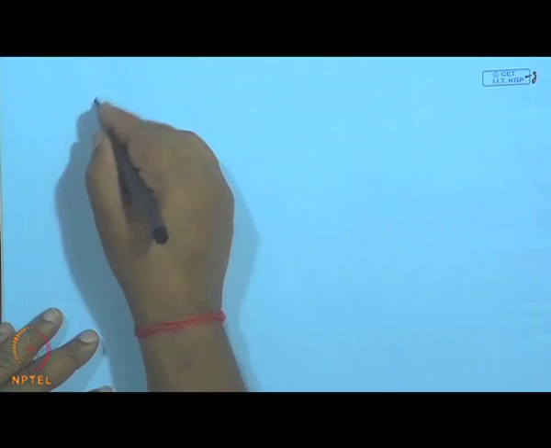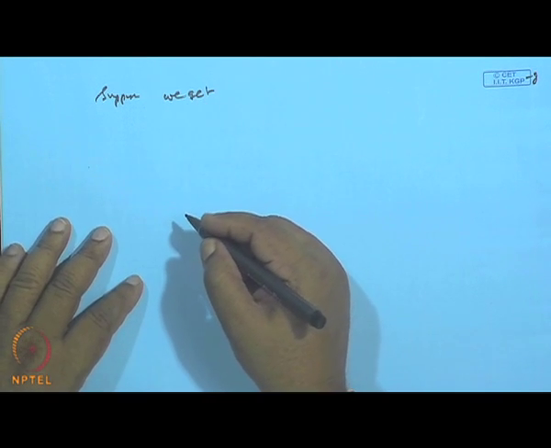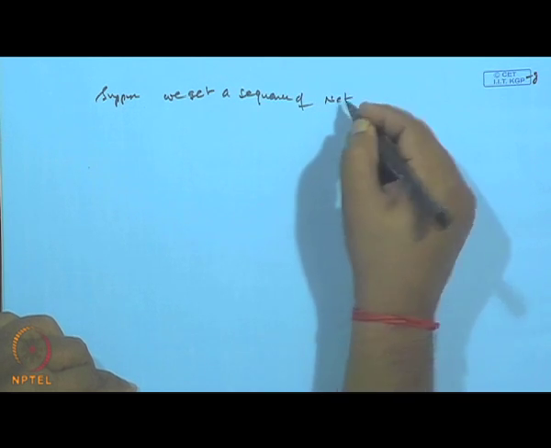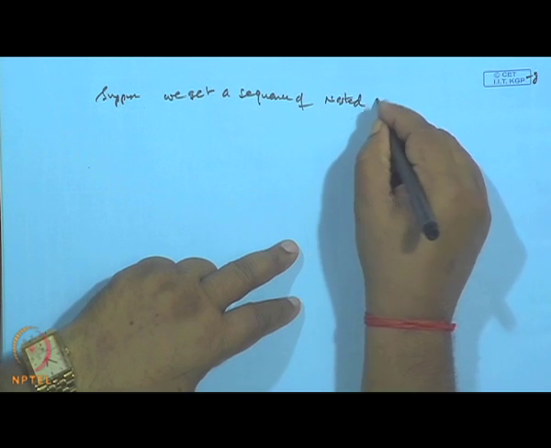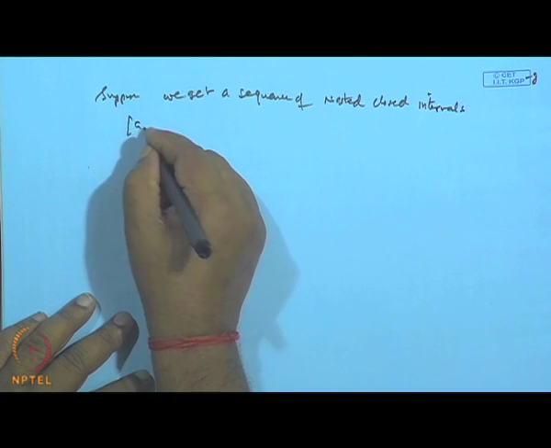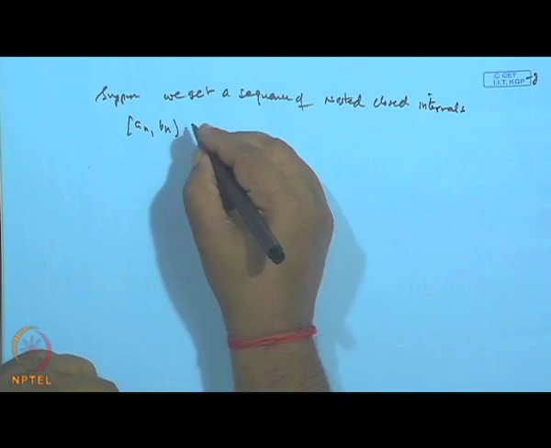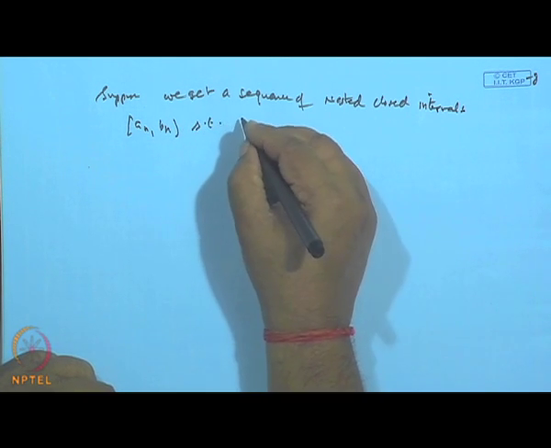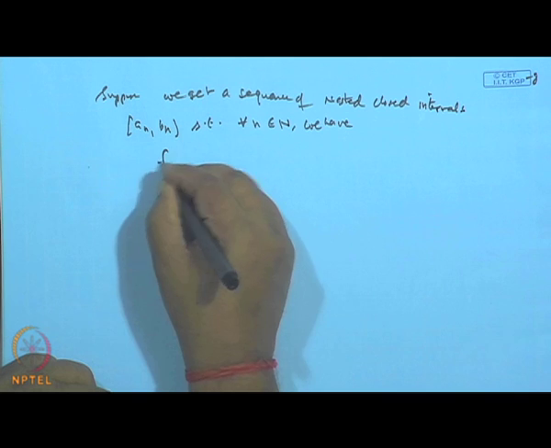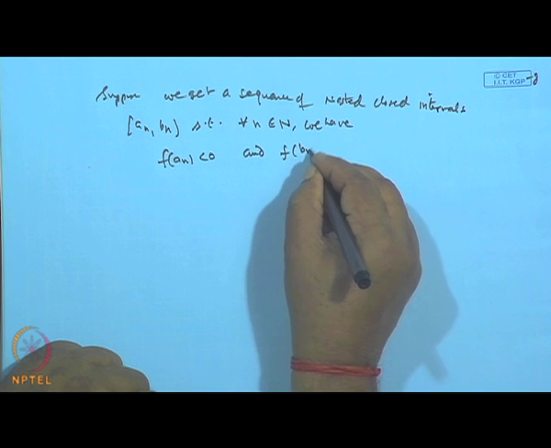So, suppose we get the sequence of nested closed intervals a_n b_n such that for every n belongs to capital N, the value of f at a_n is negative and the value of the function at the point b_n is positive.